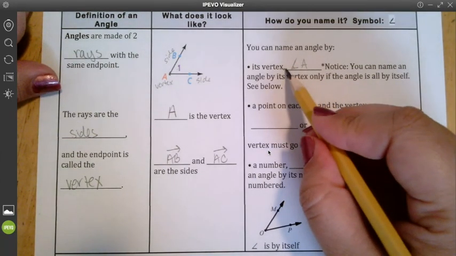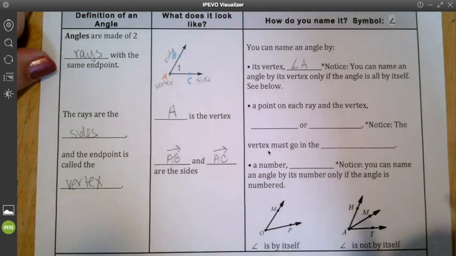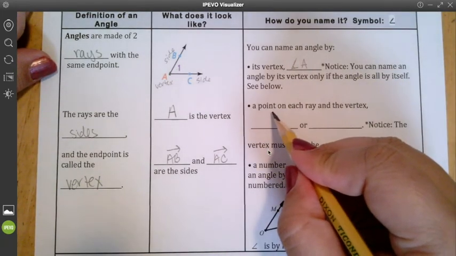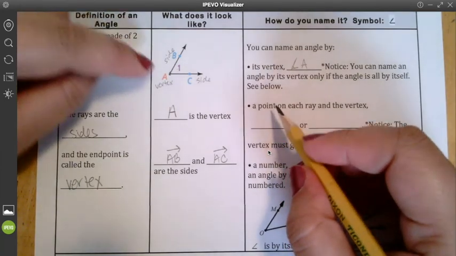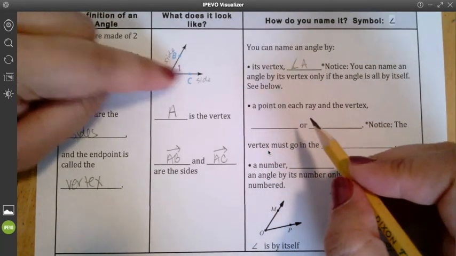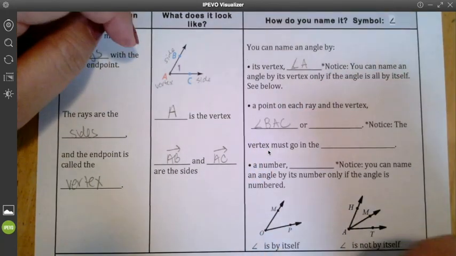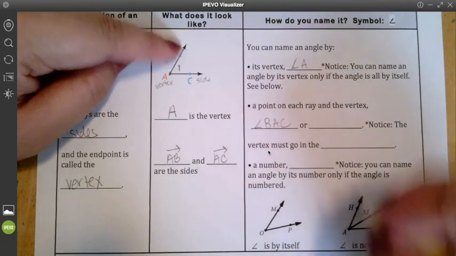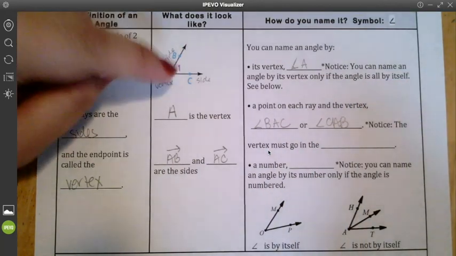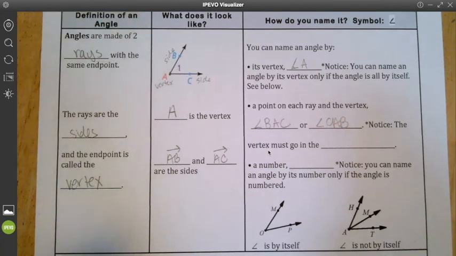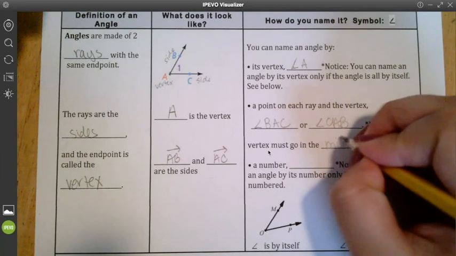Okay, so the vertex is A, so we can call it angle A, and then a point on each ray and the vertex is another way to name the angle. So we say B through the vertex A, so that's angle BAC, or we can go the other way around, angle CAB. Okay, notice A is in the middle both times because A is the vertex. So the vertex must go in the middle.